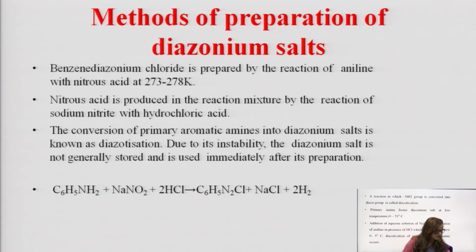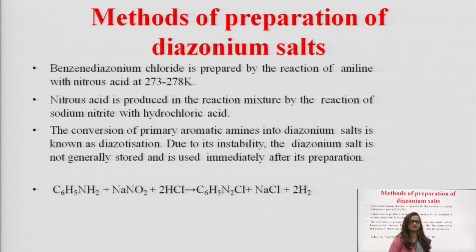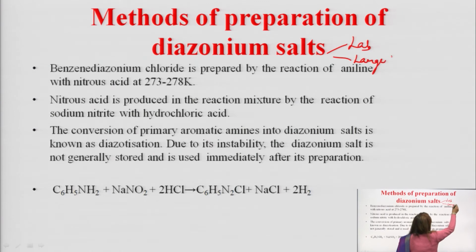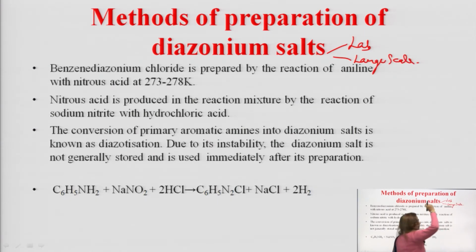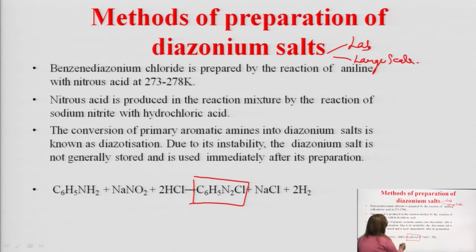So, we are moving to the next slide. The very important thing, the same I dealt with in the last slide, is the methods of preparation of diazonium salt, right? And this method is used, as I have told you, for both laboratory as well as for large scale, right? What is that method? We have discussed that benzene diazonium chloride is prepared. Benzene diazonium chloride is our need. What is the formula of that benzene diazonium chloride? This is the formula.